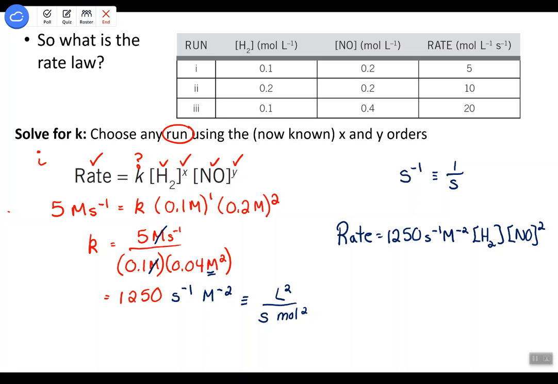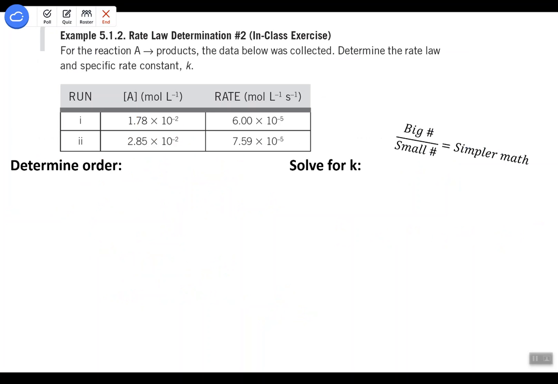Or we don't have two runs where only one thing changes. Multiple things are changing. So we actually do have to divide those two rate laws to be able to confidently solve for those orders of the reaction. So let's do one more example where we want to determine the rate law.